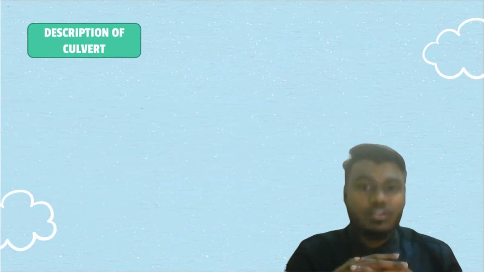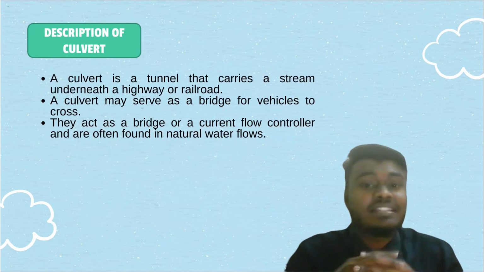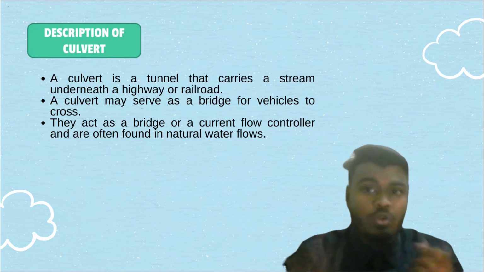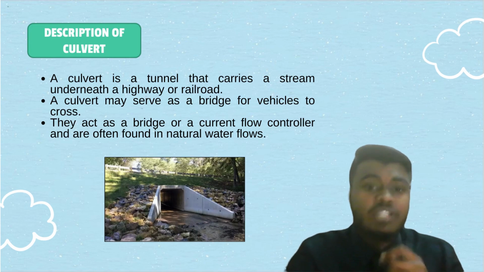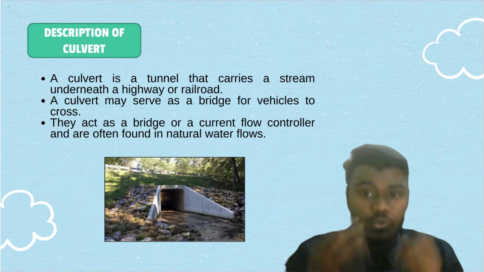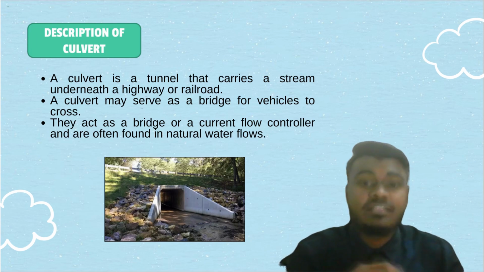Hi, I'm Darshan Lakikun. I'm going to present about a general description of culvert. A culvert is a tunnel that carries a stream underneath a highway or railroad. A culvert may serve as a bridge for vehicles to cross. Culverts are commonly used both as cross drains to relieve drainage of ditches at the roadside and to pass water under a road at natural drainage and stream crossings.